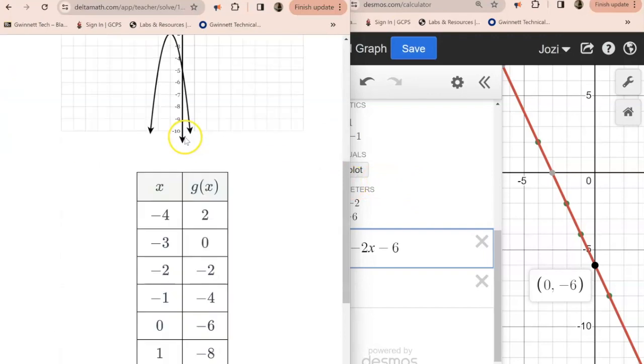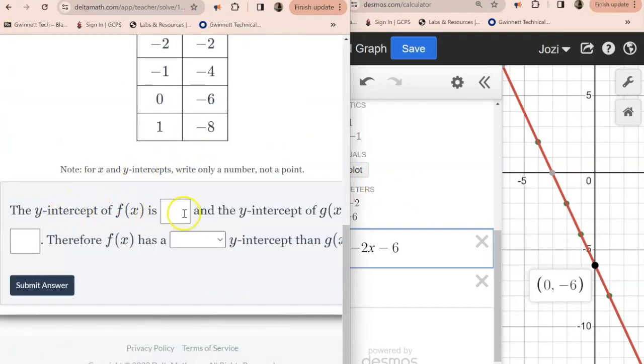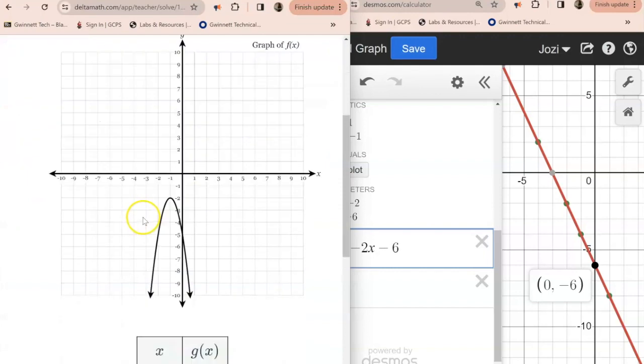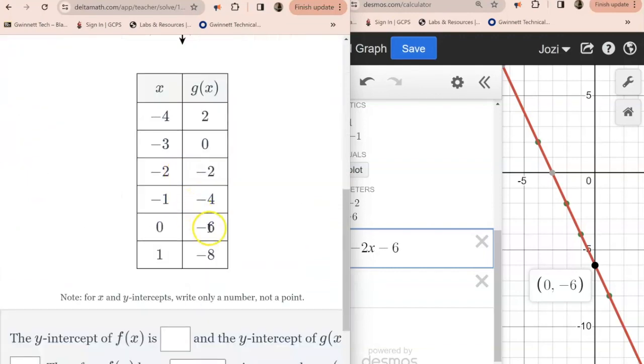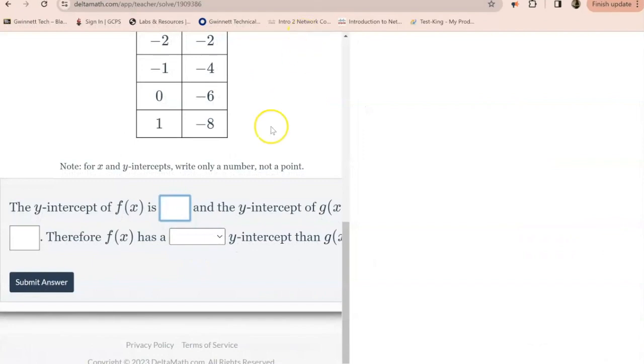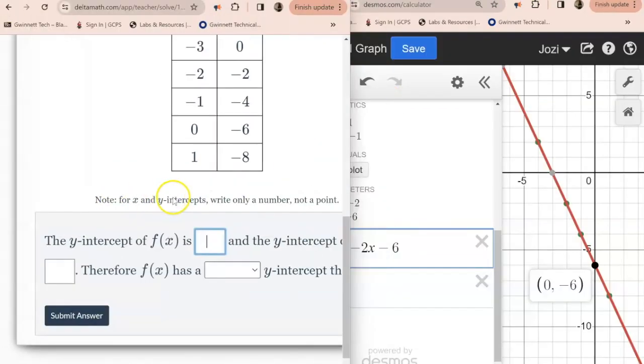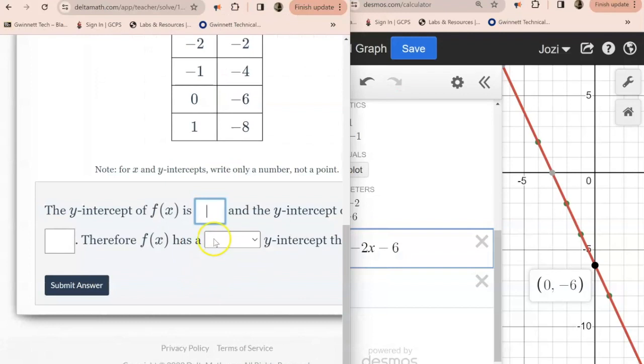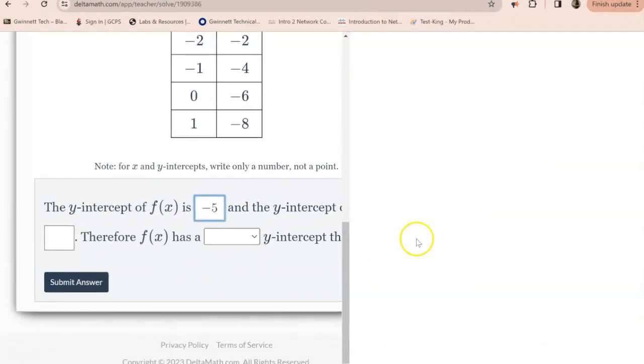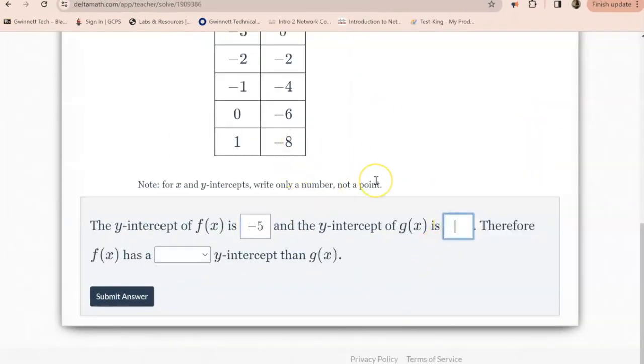And so what was the question? The y-intercept of f of x is, so which one is which? This is f of x, so -5 is greater. Oh, they're just answering what it is. Okay, cool. So f of x is -5. G of x is -6. Therefore, f of x has what? Greater. Be careful with negative numbers, okay? It goes -10, -9, -8, -7, -6, -5. So everything to the right is greater.